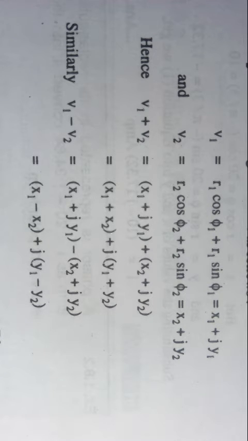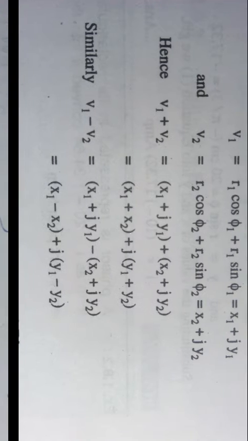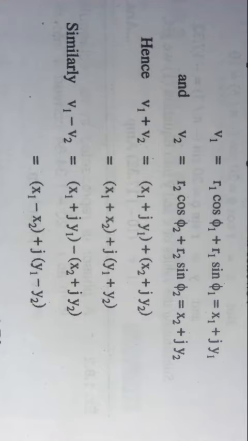Now similarly the subtraction of these two phasors is done as x1 plus jy1, this is v1, minus x2 plus jy2, this is v2, and the final subtraction is x1 minus x2 plus j into bracket y1 minus y2.